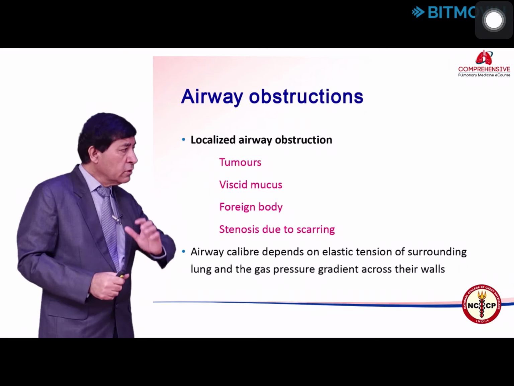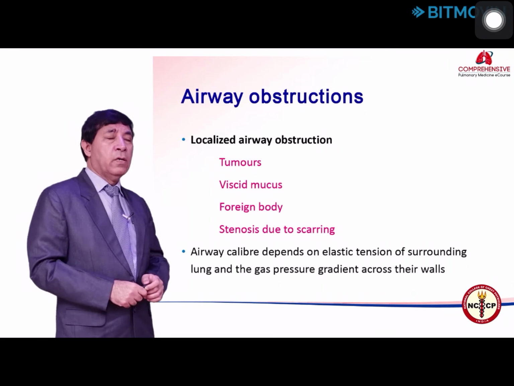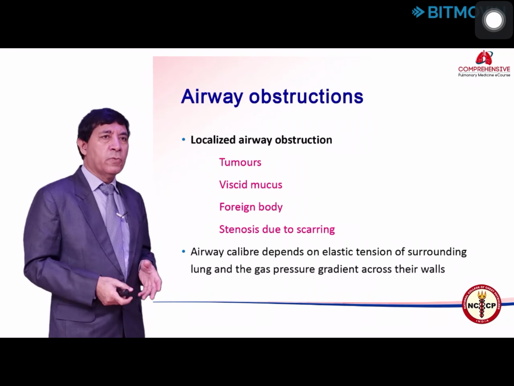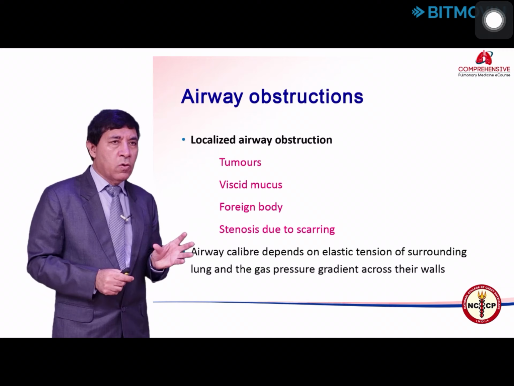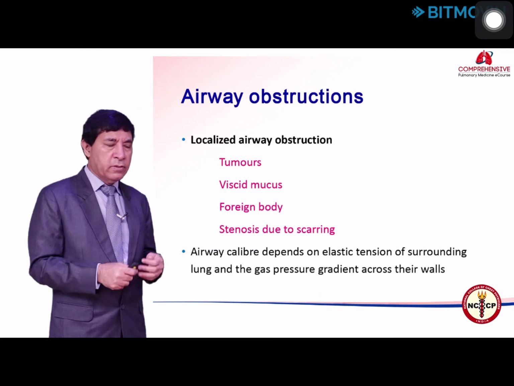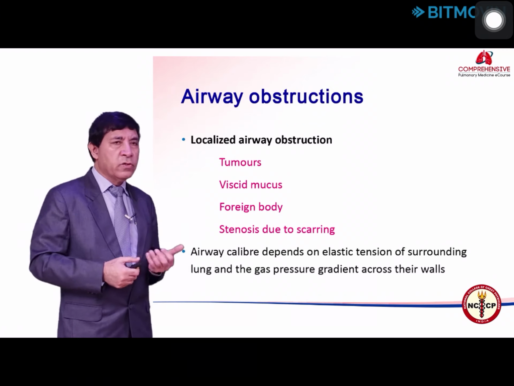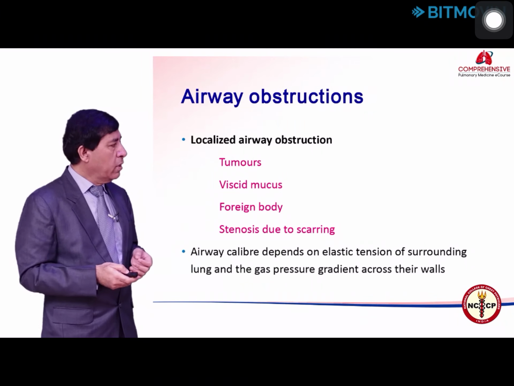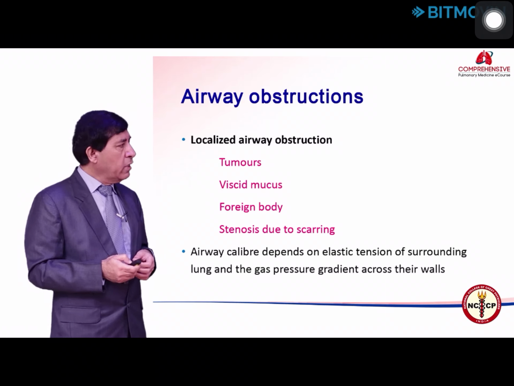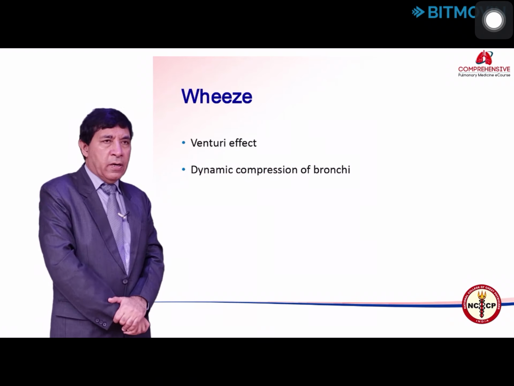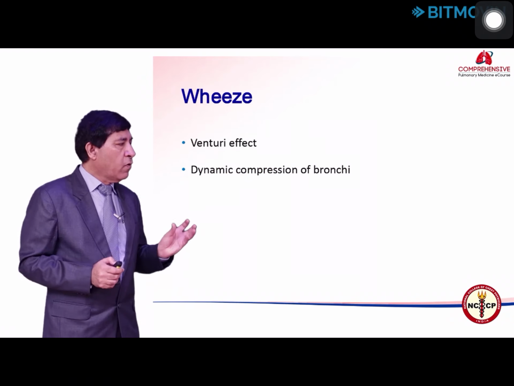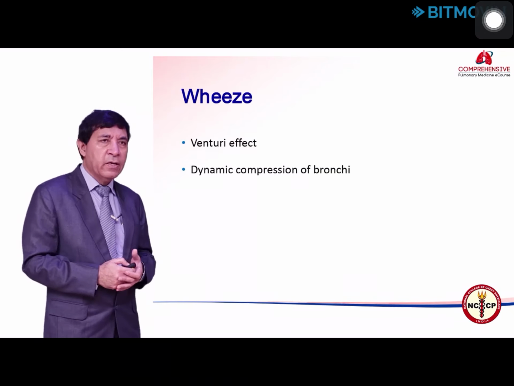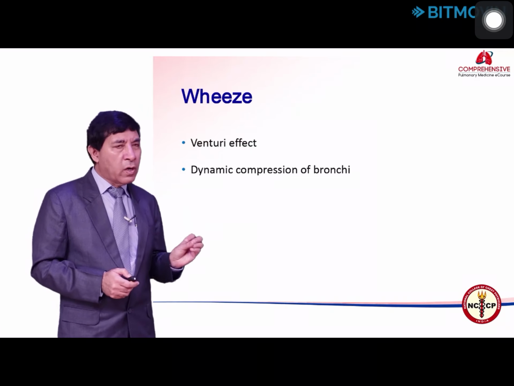So the sound which you will hear in a localized obstruction will be a single sound which we call a monophonic wheeze. A sound which you hear in diffuse airflow obstruction will be coming from many airways, so you call it a polyphonic wheeze. Now if you look into the acoustic principle of wheeze, then you see that it falls into two major principles. One is what you call the Venturi effect. The Venturi effect is valid for localized obstruction.